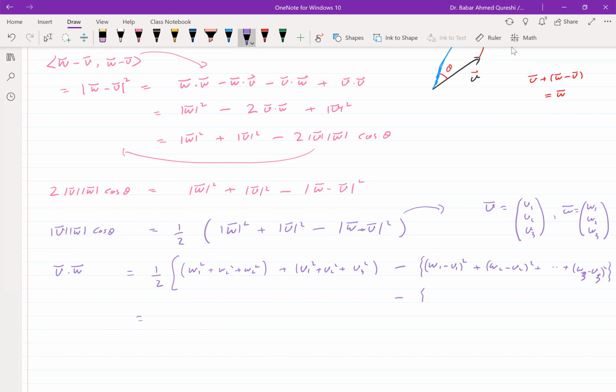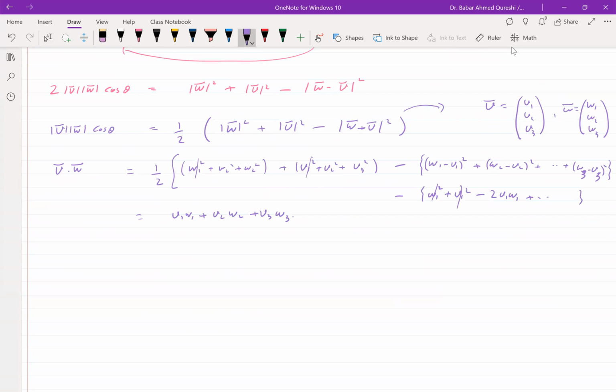So when I open this up, I get W1 squared plus V1 squared and terms like 2V1 W1 and so on. So these cancel with these and all these terms. And I'm left with this 2 cancelling with this half, and a minus times a minus. So I just get V1 W1 plus V2 W2 plus V3 W3. So this shows that the scalar product which I have defined, V transpose W, is the same as this geometric scalar product.